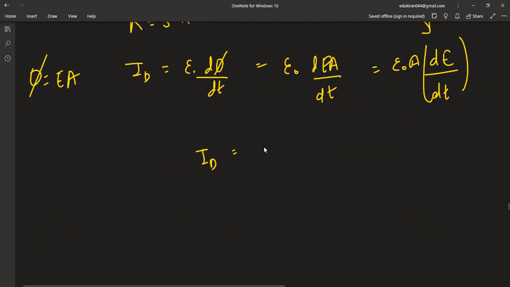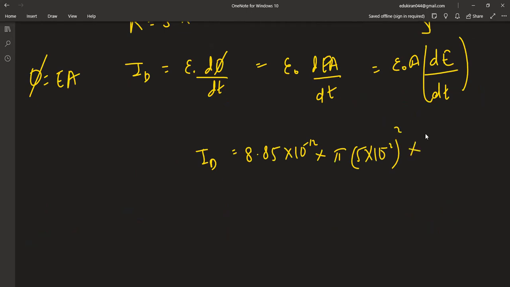Displacement current will be 8.85 into 10 to the power minus 12. Area will be pi r square. That is 5 into 10 to the power minus 2 whole square. And what is dE over dt? 10 to the power 12. So this will be around 6.94 into 10 to the power minus 2 amperes. Or directly you can write the answer as 0.07 amperes.